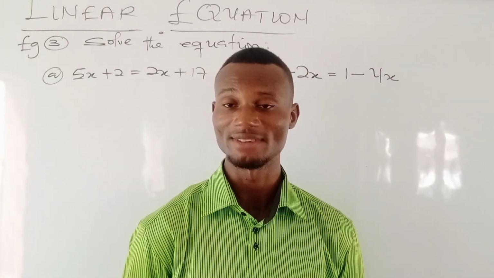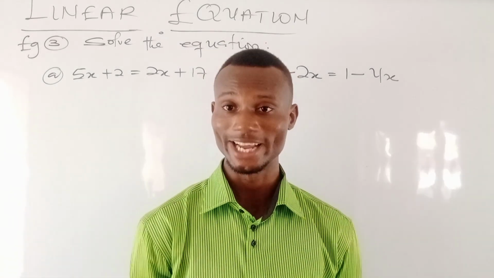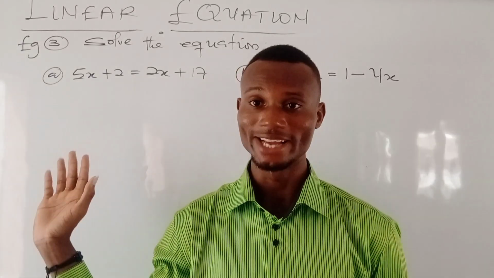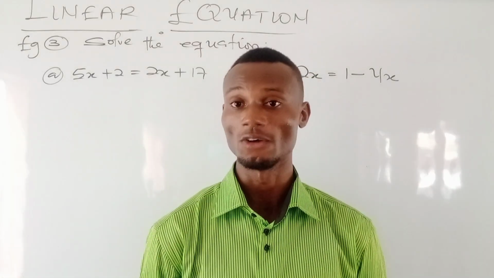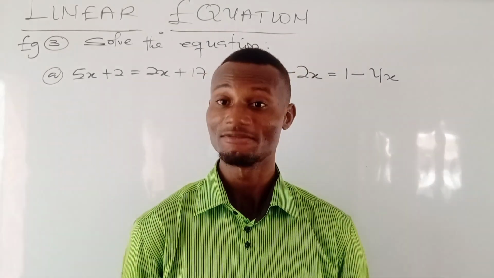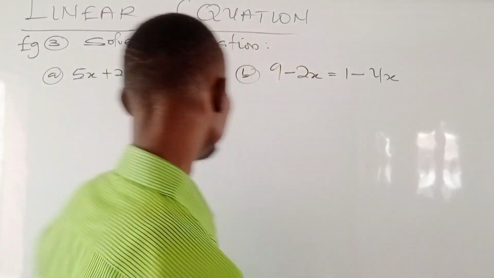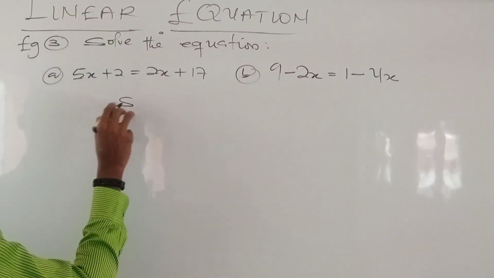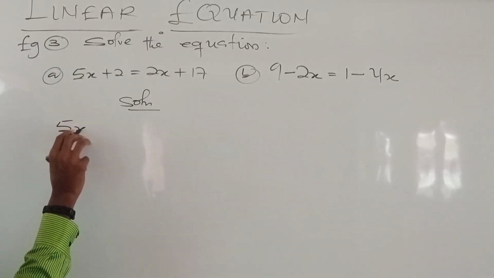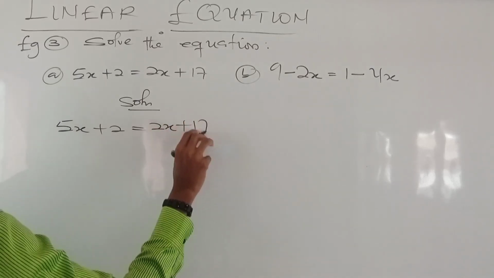When you are given an equation to solve, it means make that variable stand alone, the variable they are talking about. In this case we have s in it and we are being asked to solve for s, so we are making s stand alone, meaning everything that is attached to s, we will move away. Let me write my solution: 5s + 2 = 2s + 17.